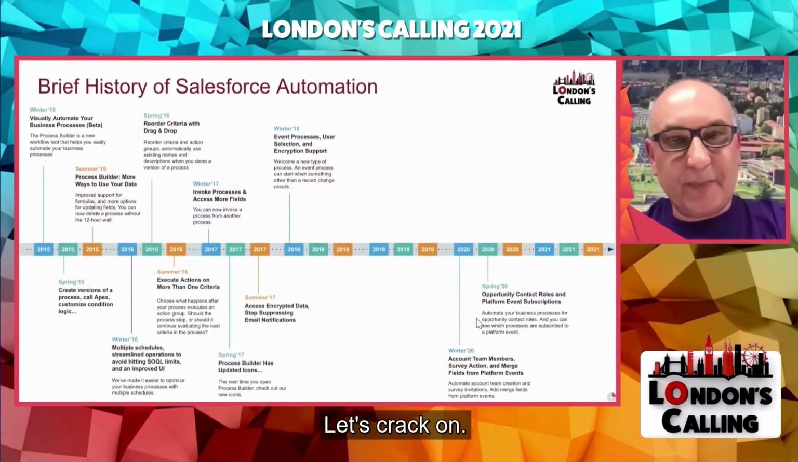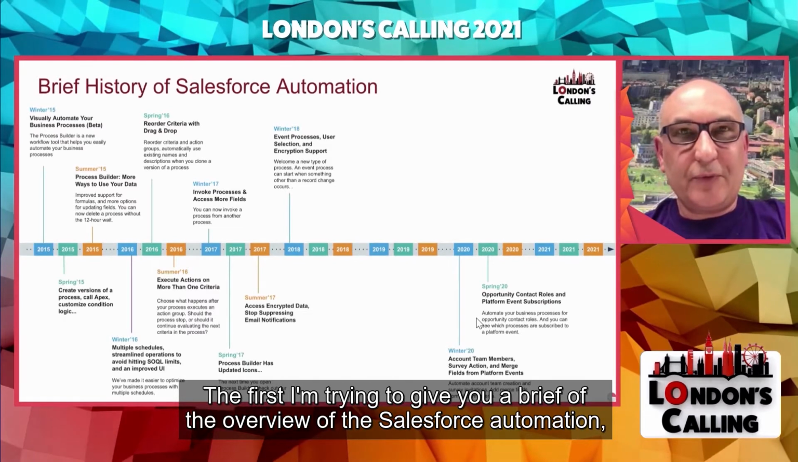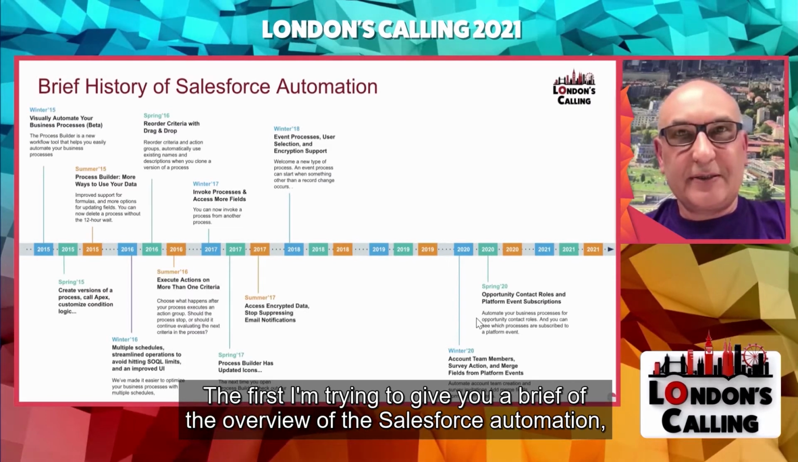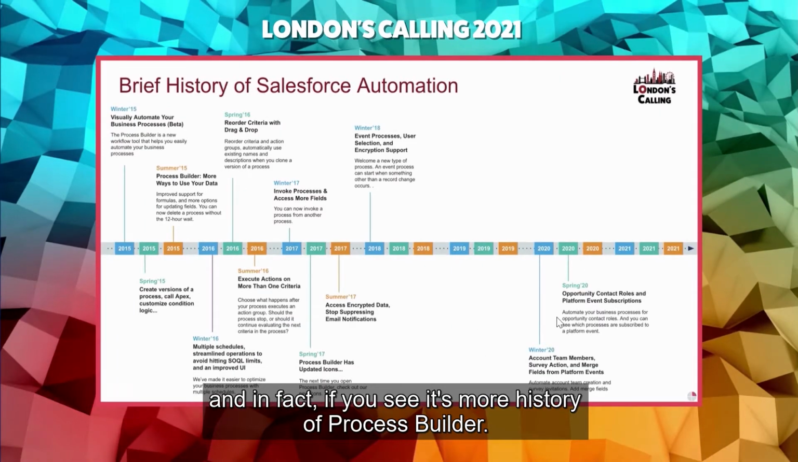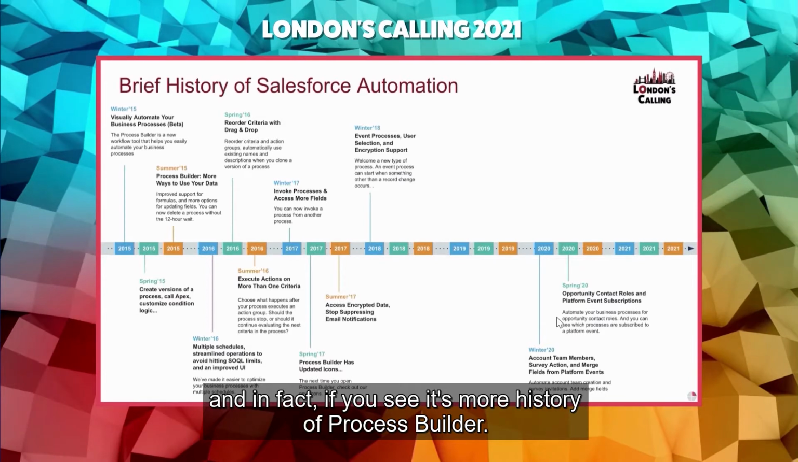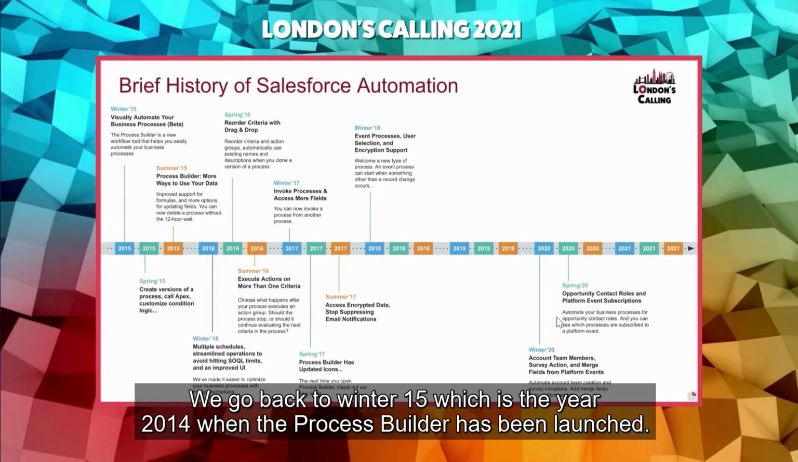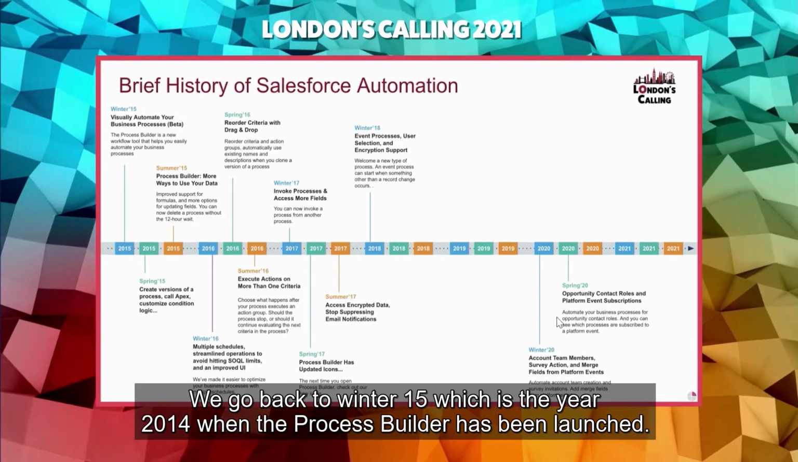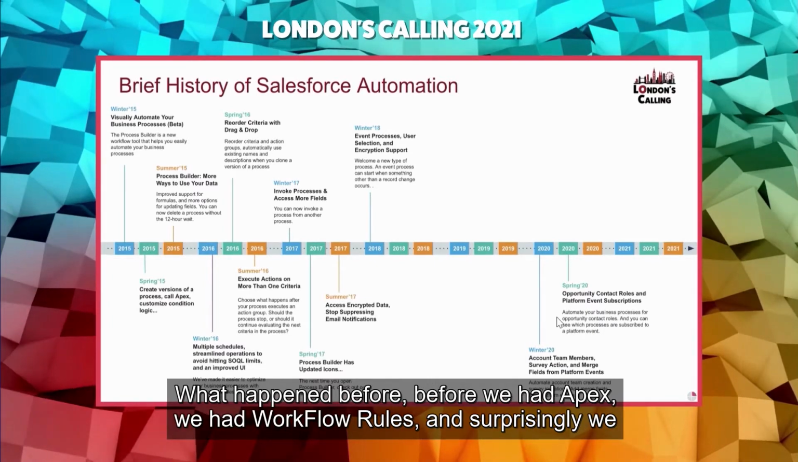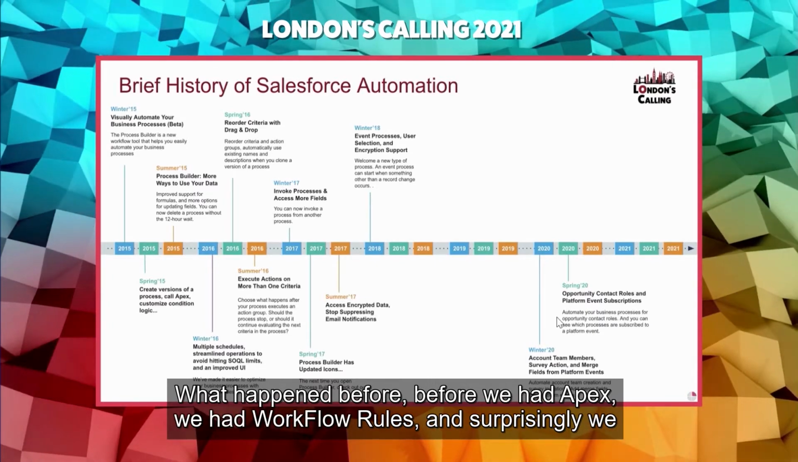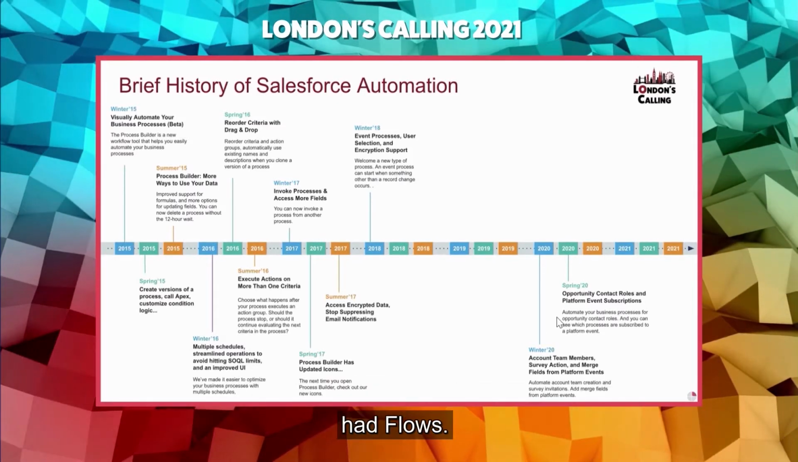So let's crack on. First, I'm trying to give you a brief overview of the Salesforce automation. And in fact, it's more a history of Process Builder. We go back to winter 15, which is the year 2014, when the Process Builder was launched. What happened before? Before we obviously had Apex, we had workflow rules, and surprisingly, we had flows.